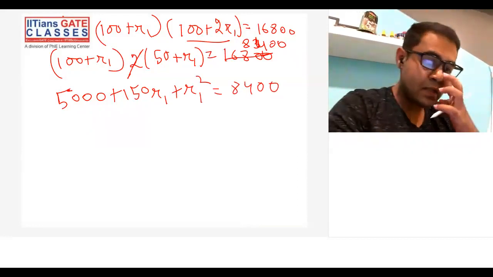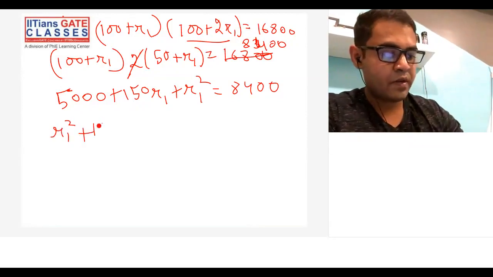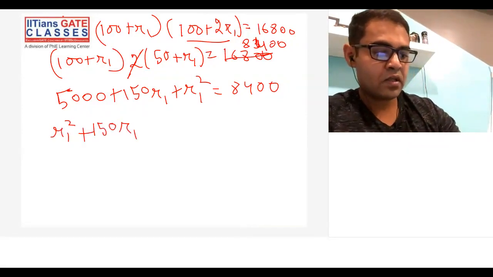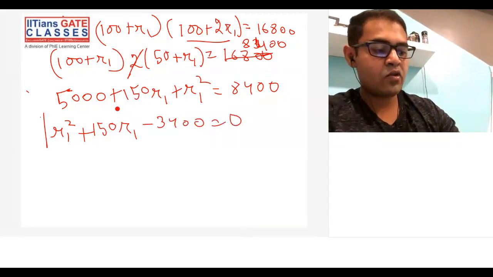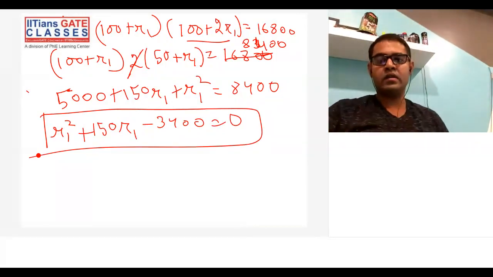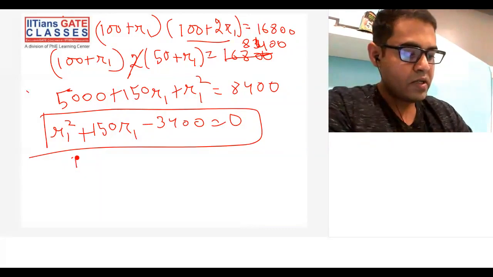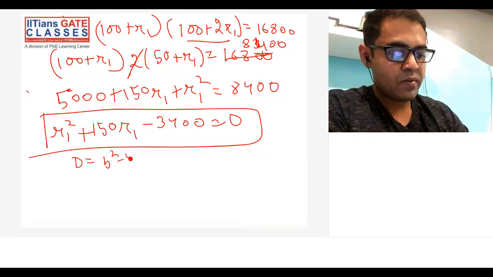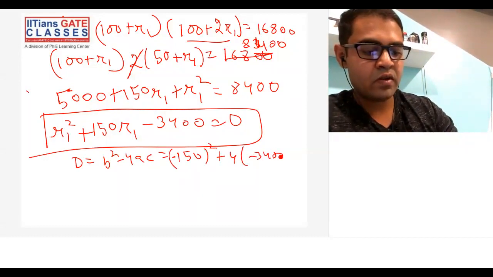I'll just rewrite this quadratic equation. This becomes R1 square plus 150 R1. This comes over here and this is minus 3400. Now you need to find the roots of this quadratic equation, and that will be the rate which you need to actually find. So I'll first calculate D, which is B square minus 4AC. So this is equal to minus 150 square plus 4 times minus 3400 into 1.